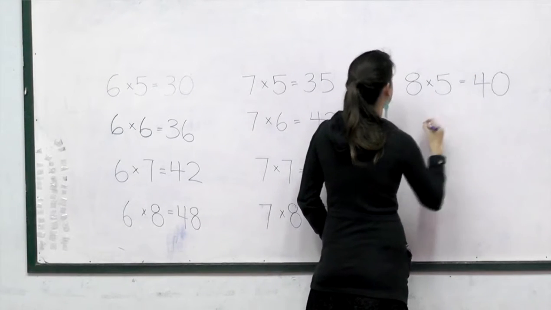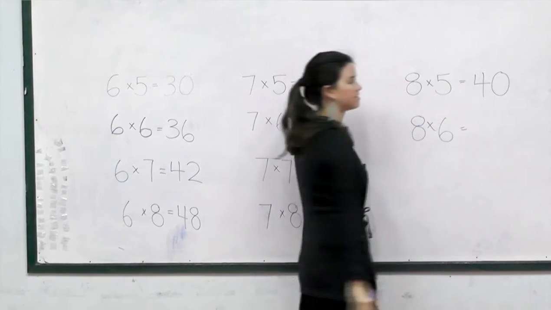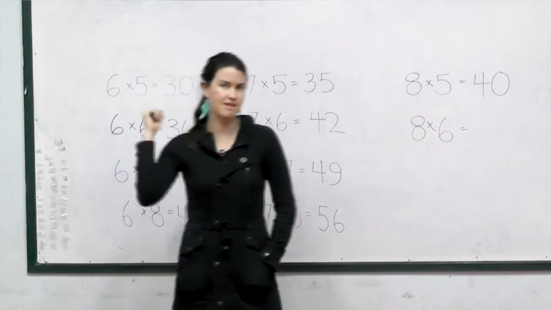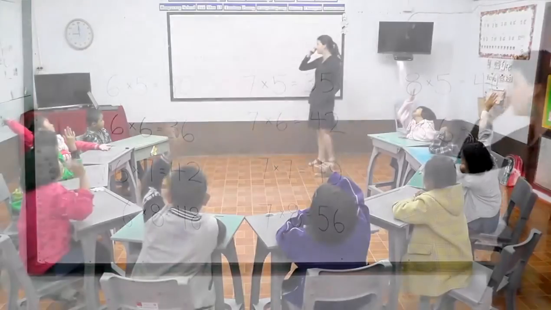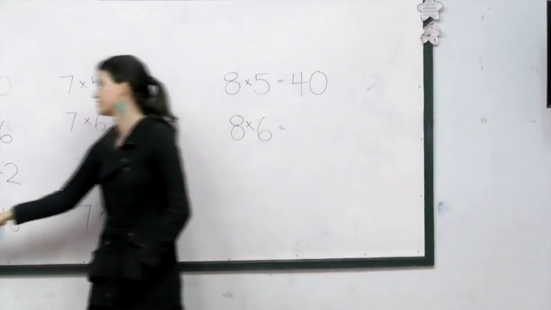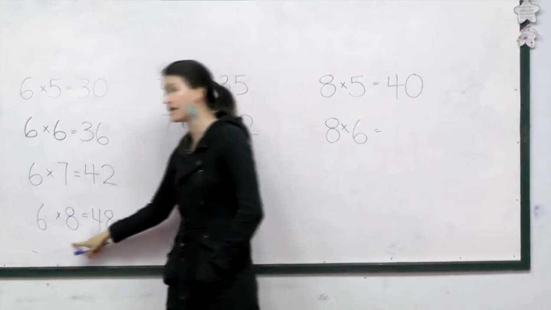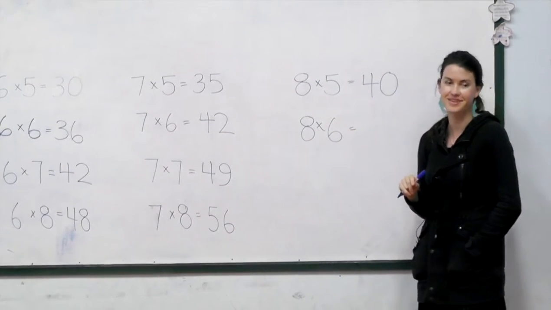Very good, friends. 8 times 6. Is that the same as 6 times 8? Yeah. Everybody should have their hand up. We've already got 6 times 8. 8 times 6 is 48, the same thing as 6 times 8, right? What's our answer? 48.